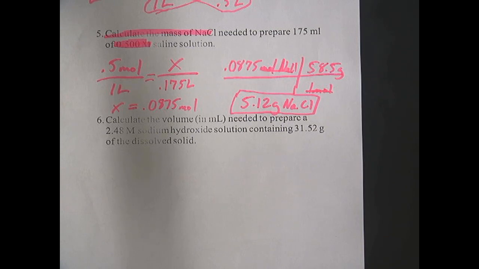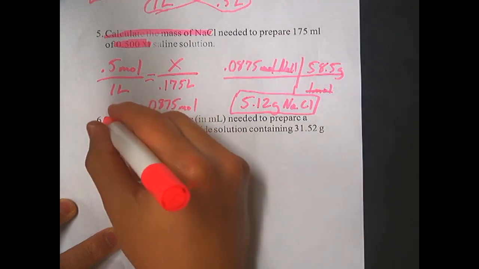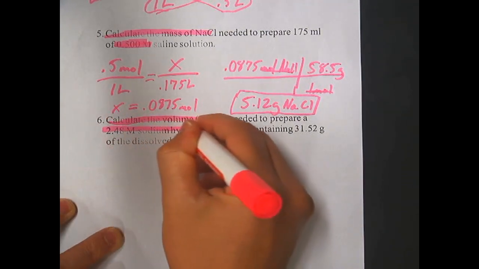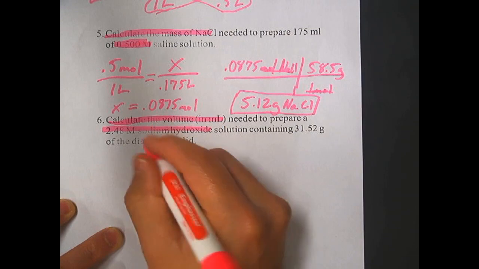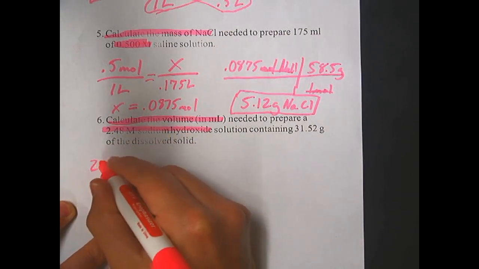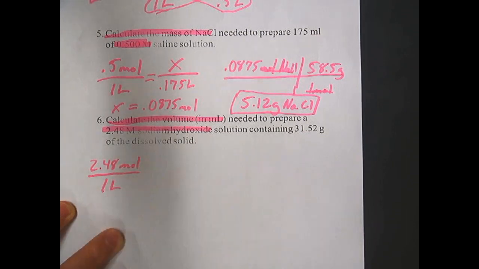All right. So number 6 here. It says calculate the volume in milliliters. So we're solving for volume, and ultimately we want that answer in milliliters. So we got to make sure we remember that. It says needed to prepare a 2.48 molar sodium hydroxide solution. So that's my first fraction. That's my ratio. So I know my ratio is 2.48 moles per 1 liter. I know that's the ratio that I want established.